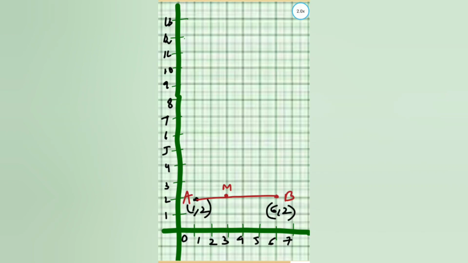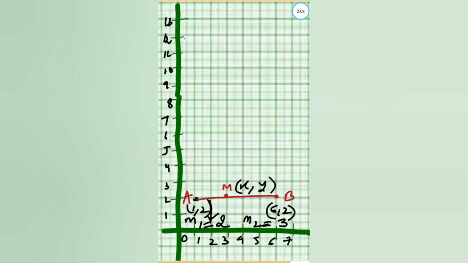Now you are asked to get the coordinates of M, this x and y. I can see that it is coming to 3 and 2. Graphically we can see it very easily. It's clear, 3 and 2. But suppose you are asked to find the coordinates of M by telling you that this part AM, M1, and M2 are in the ratio of 2 to 3.